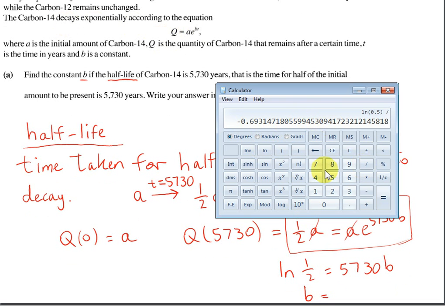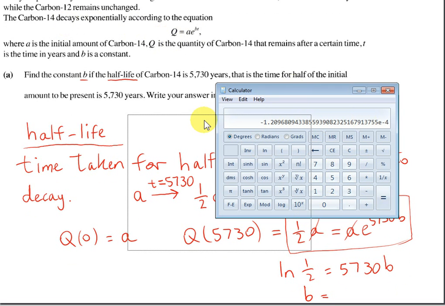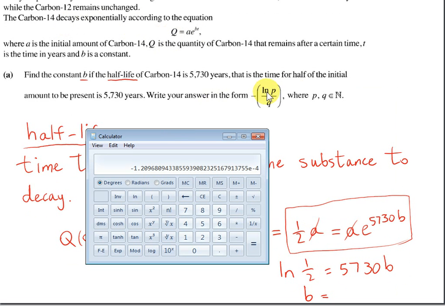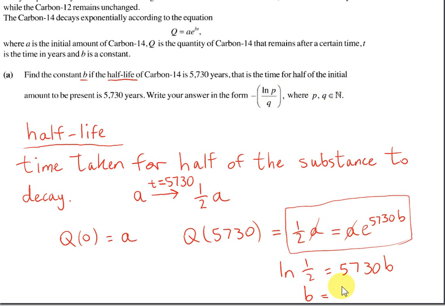So we want to now divide this by 5730. Okay, we get this horrible decimal here. But in this question we want to write the answer in the form minus ln of p over q, where p and q are natural numbers. So I won't be using the calculator here. We have b equals ln of a half divided by 5730.